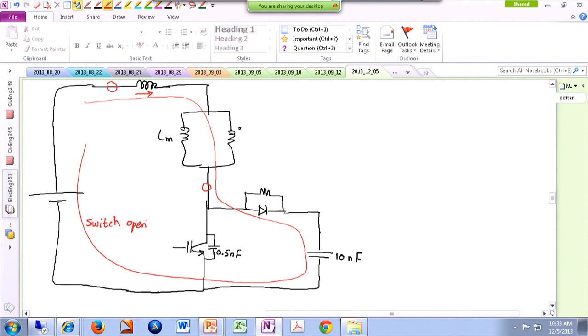Now when you close the switch, your switch is like a short circuit, and remember, we just charged the cap. There should be an opportunity for this cap to get discharged as well. It is going to go this way. So this would be the path for switch closed.